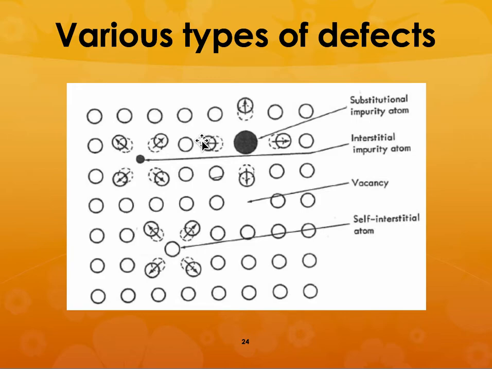So here is a schematic of the various types of defects. You can have a substitutional impurity atom, or you can have an interstitial impurity atom, which is smaller than the substitutional impurity atom, or you can have single atoms that are missing, or the same atom could diffuse into a point where it is not supposed to be, so that is a self-interstitial atom, and so on.